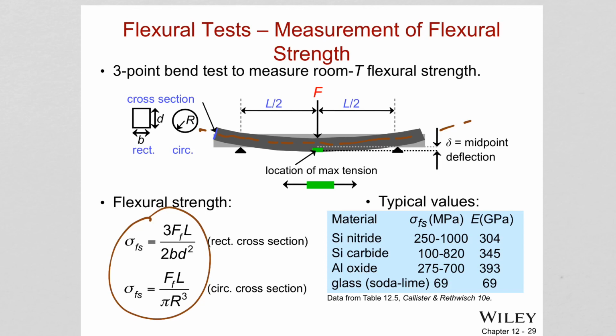As you can see, we are given typical values for different types of ceramics. Here we are given silicon nitride, silicon carbide, aluminum oxide, and glass, and how their bending strength and bending modulus are different. Silicon nitride has the best flexural strength, and the best modulus is for aluminum oxide.